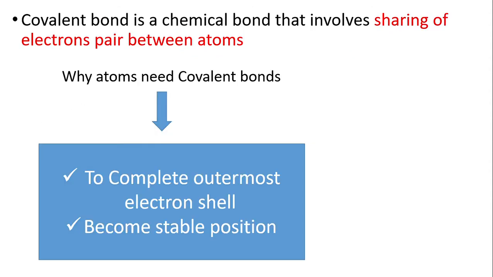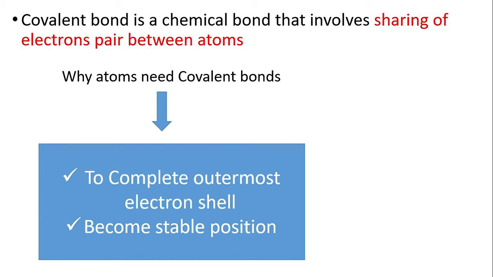If I give a small introduction about covalent bonds, a covalent bond is a chemical bond that involves sharing of electron pairs between atoms. Last time I explained ionic bonds. If I remind you again, in ionic bonds, mainly a transfer of electrons happens between atoms. But in this case, there is sharing of electron pairs between atoms. So again, a covalent bond is a chemical bond that involves sharing of electron pairs between atoms.